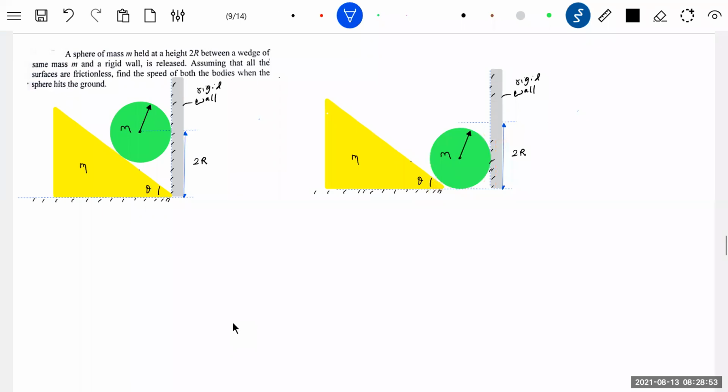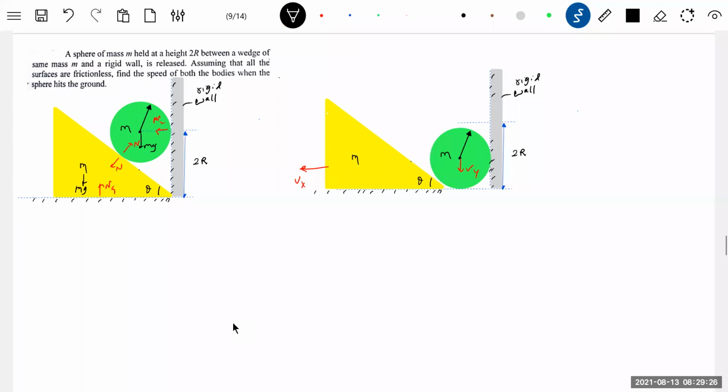The sphere will have velocity, say Vy. The wedge will have velocity Vx. What are the forces that are acting? Normal contact N2, normal contact between the sphere and the wedge, normal contact on the ground, then the weight mg, here the weight mg. Can we apply conservation of mechanical energy?